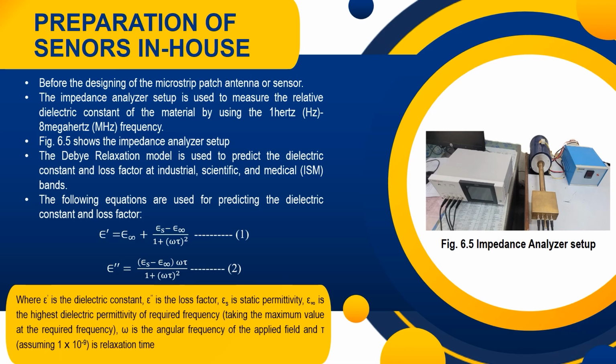Epsilon s is the static permittivity. Epsilon infinity is the highest permittivity of the required material. Omega is the angular frequency, and the relaxation time, 1 times 10 to the power minus 9 second, is kept constant, right? So based upon this data, what I came to know is the epsilon dash, that is the dielectric constant, at 2.45 gigahertz.